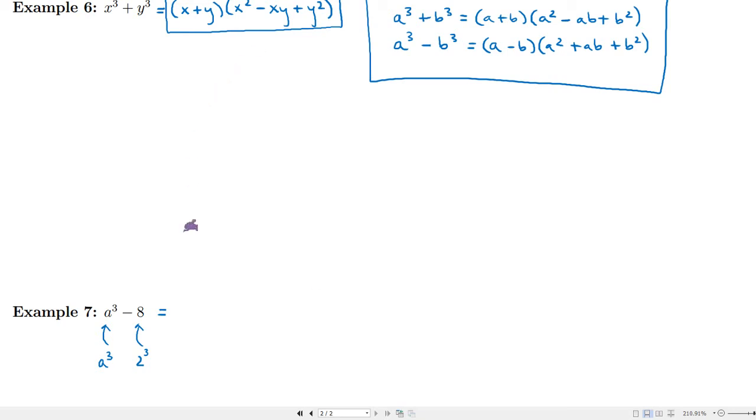So what are we going to get for the factorization? We will have a minus 2. Here the a is a, and the b is 2. So we'll just replace all those things. So a squared plus, if b is 2 and a is a, then we have 2a, and then plus 2 squared, which would be 4.